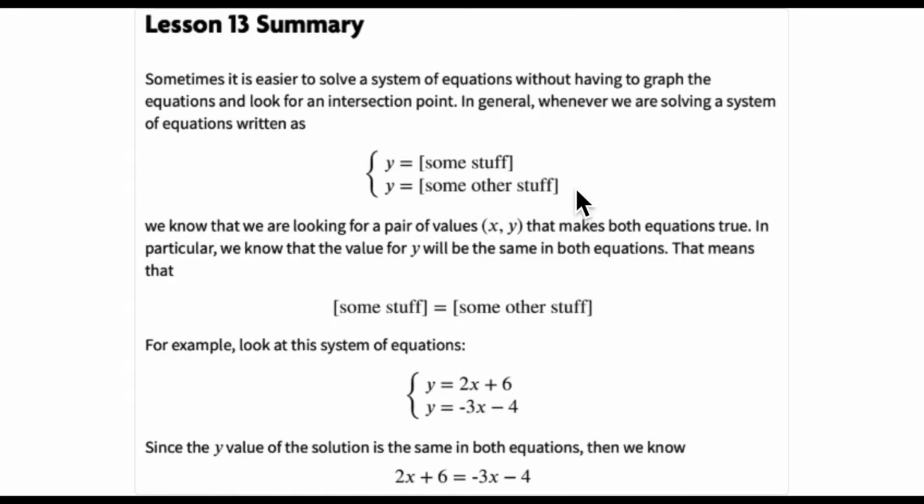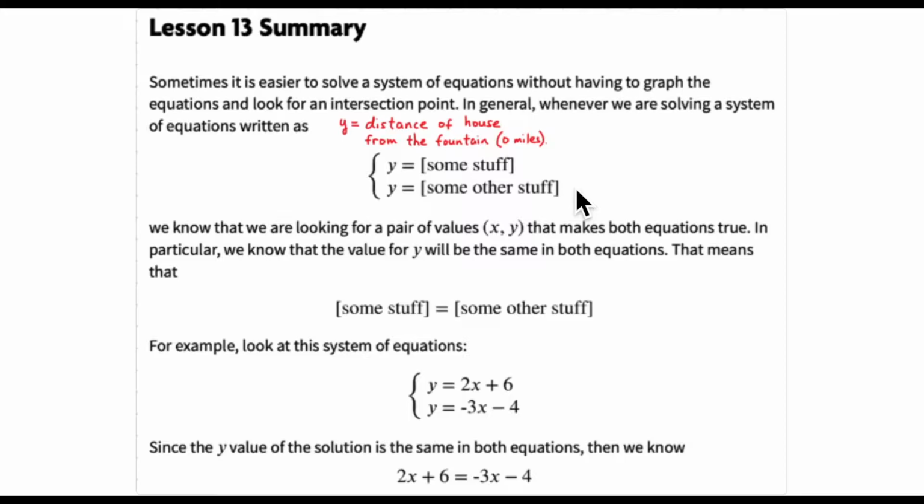And I think this is easier, at least it's easier for me to understand, in the context of a story. So the story is that two sisters are riding their bicycles away from each other and they're starting at their house. And so y is going to be the distance of the house from a fountain. So that distance is not going to change. The house is in its spot and the fountain is in its spot, and that distance is going to be y. It's not going to change. The fountain is going to be at 0 miles. So how far is the house away from that fountain? We'll figure that out in a moment.